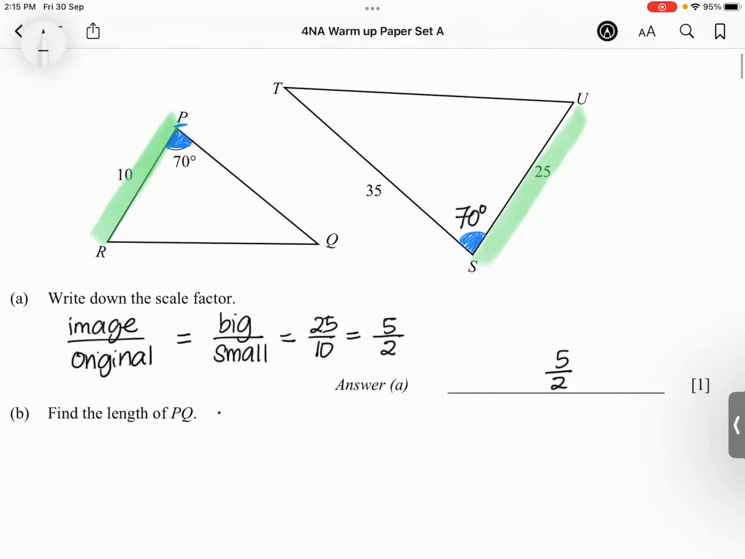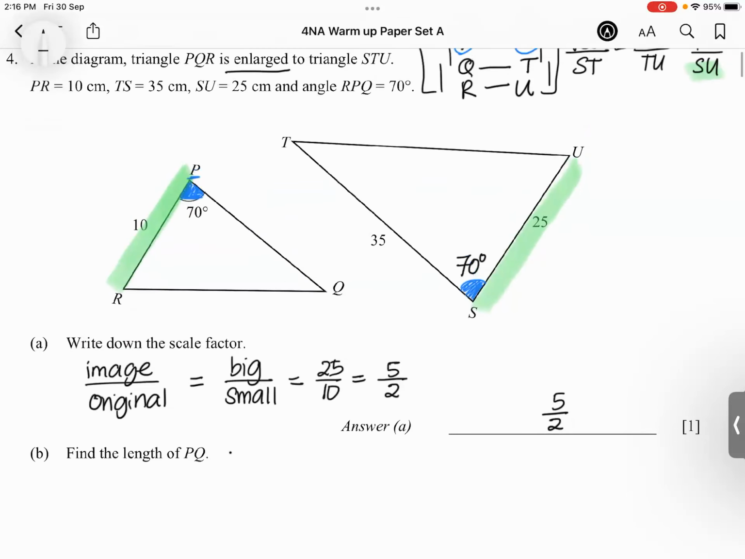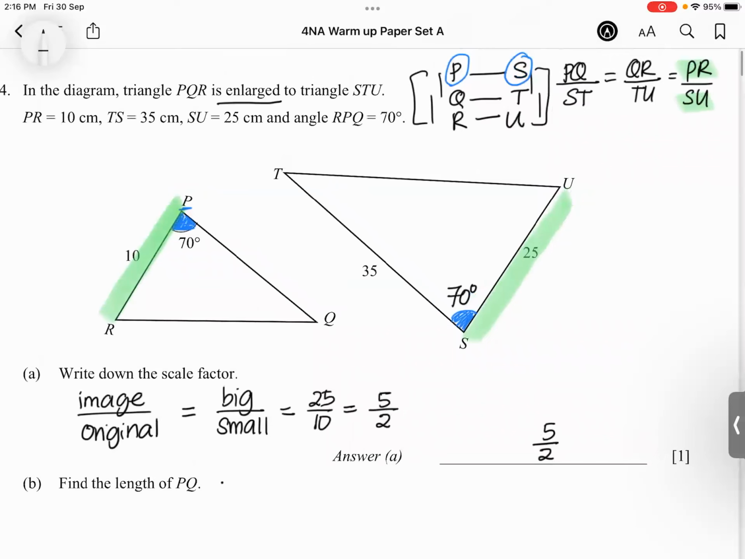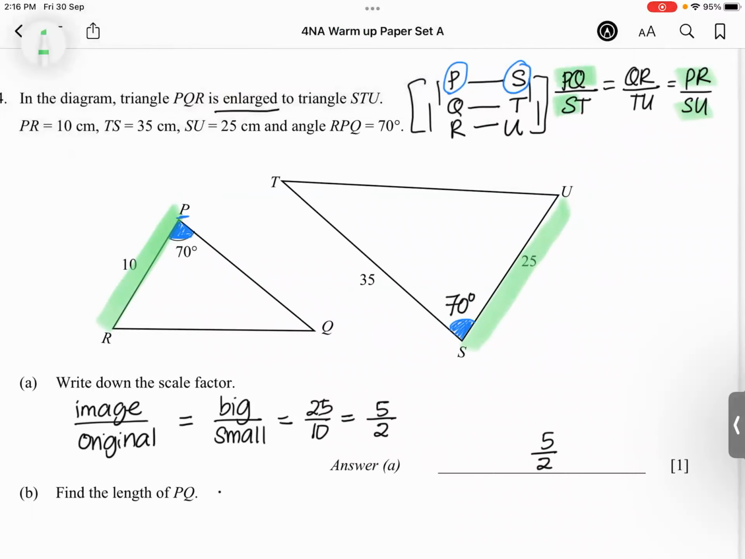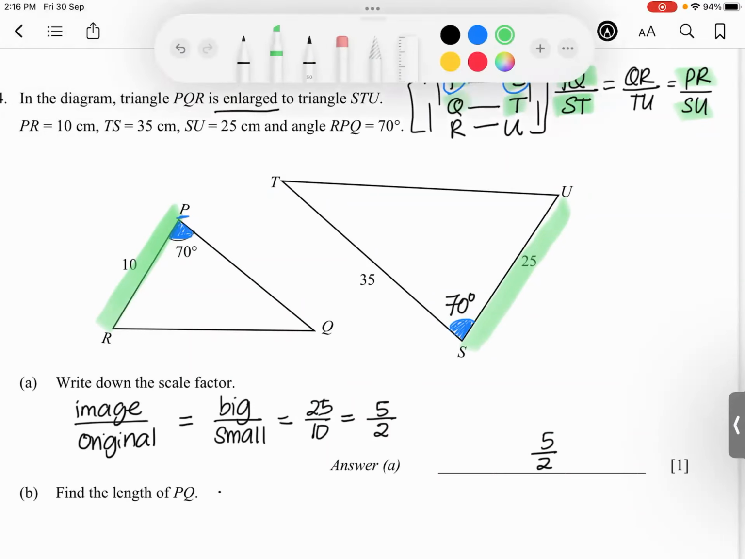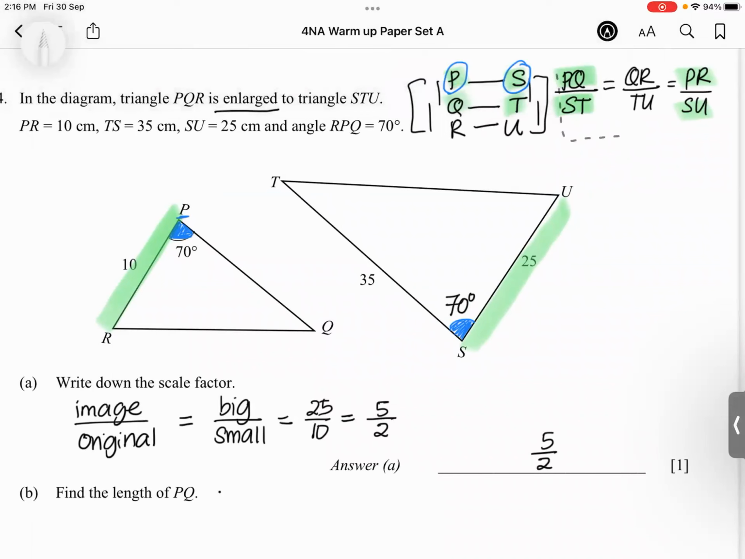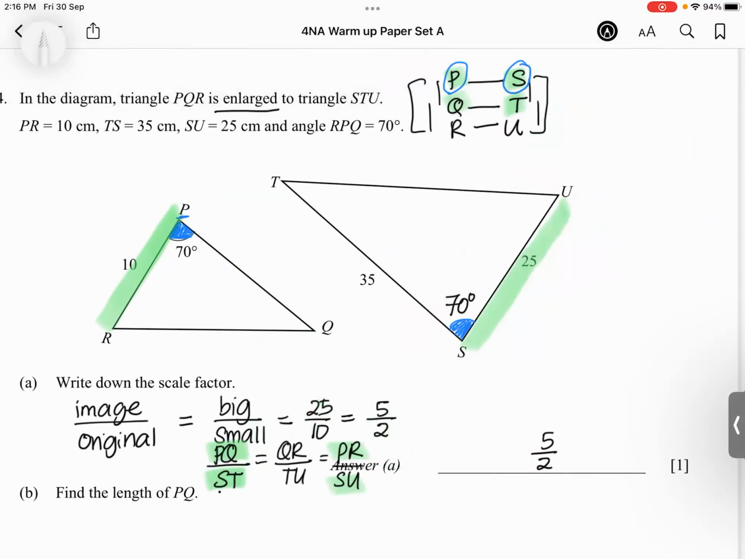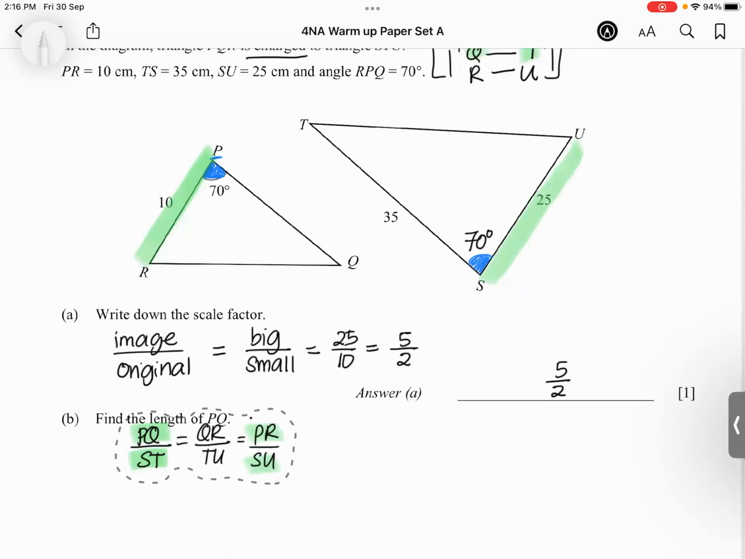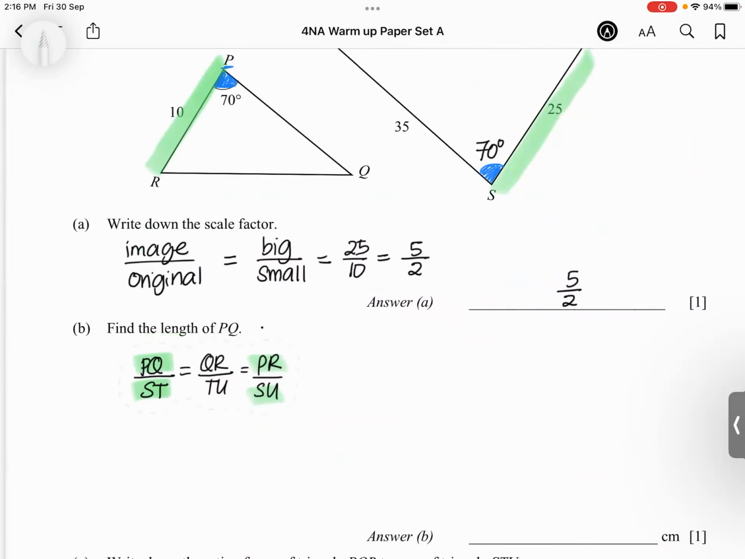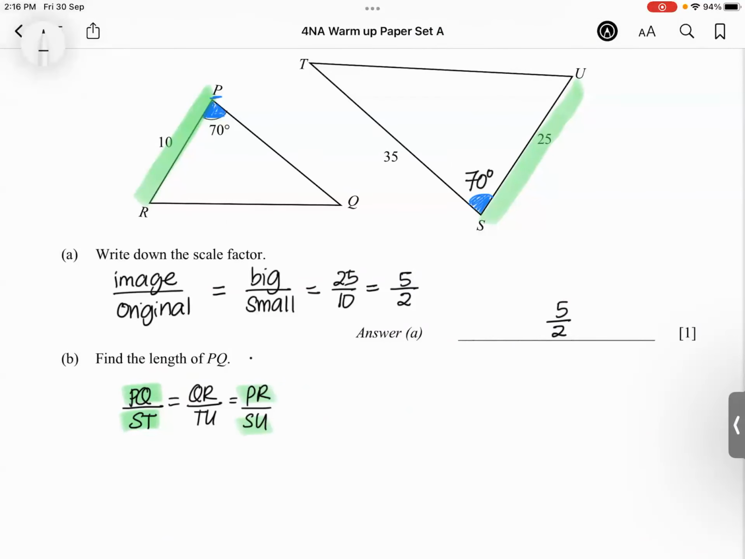Find the length of PQ. So to find the length of PQ, I'm going to look at my information. They tell me that PQ is matching with ST. So I need this whole thing over here. Let me just write this down. Okay, so make sure we know how to write the ratio. Then we find the length with PQ, don't know. ST itself is the side 35, so matching with the 35.